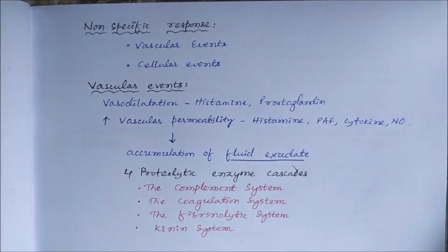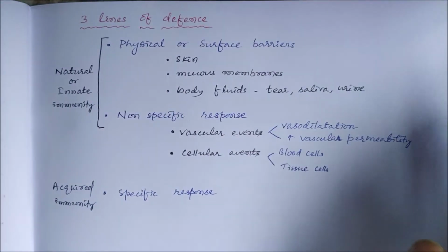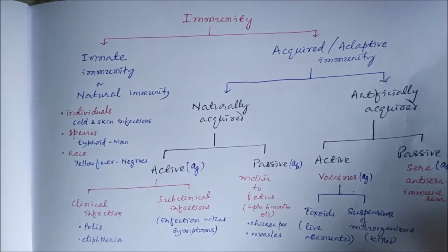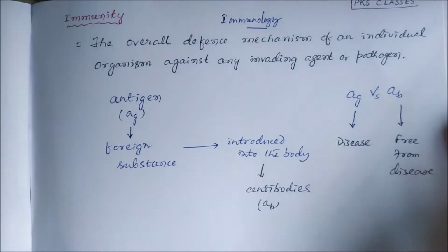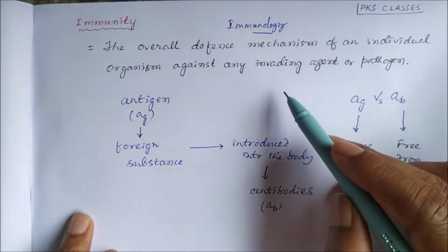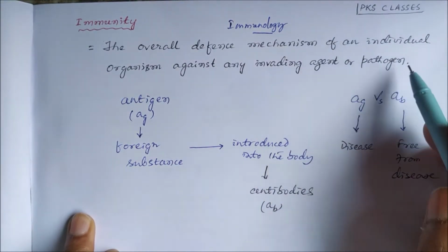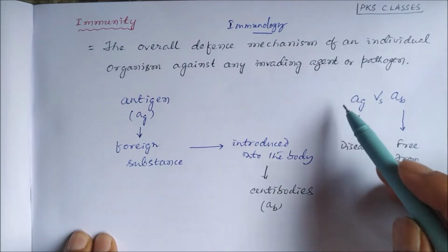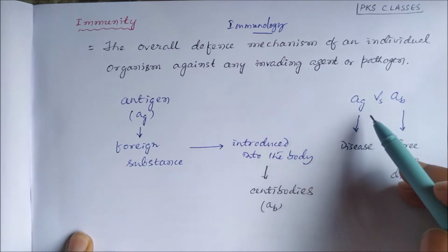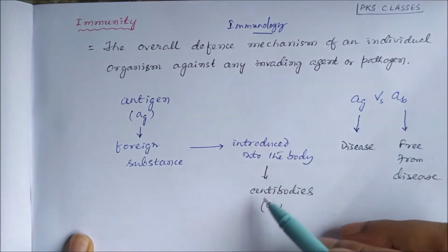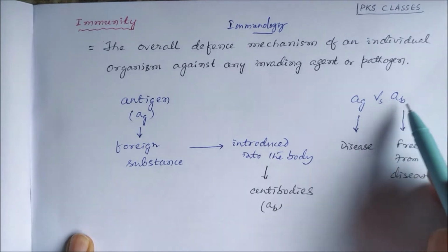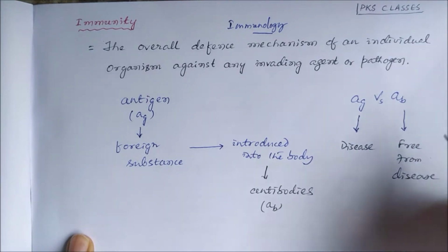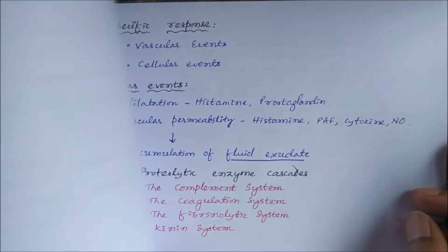Namaskar. Today we will study the non-specific response in immunity. There are three lines of defense in immunity, and what is immunity? Immunity is the overall defense mechanism of an individual organism against any invading agent or pathogen. This invading agent or pathogen is called antigen, and in response to the antigen our body develops antibodies. If the antibodies eliminate the antigen, we are free from the disease, otherwise we suffer from the disease.